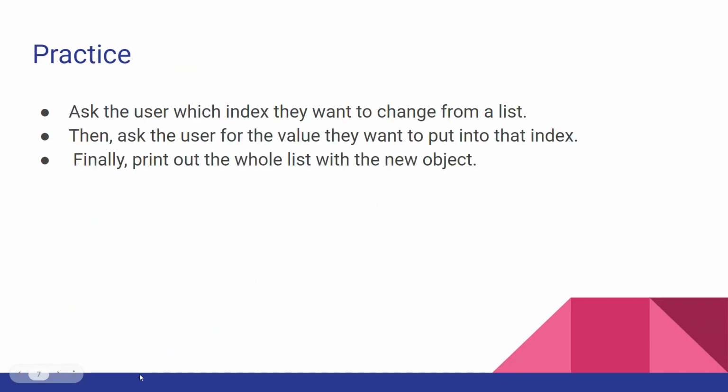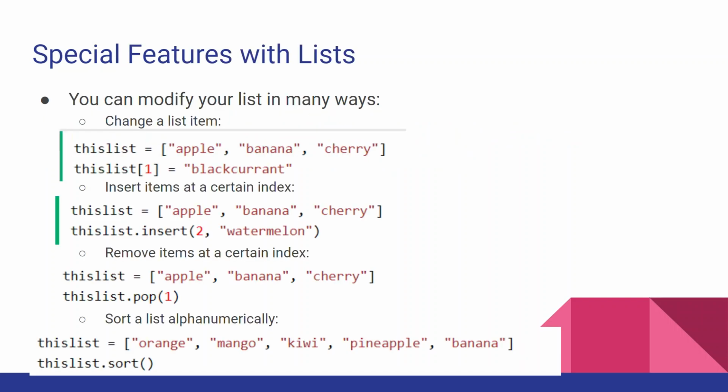So now let's do some practice. Let's ask the user which index they want to change from a list. Then we also have to ask the user the new value that they want at that specific index. And finally, we print out the list as a new object. So now we should use either this change or this change. In this case, let's use the change a list item. Now pause the video and attempt on figuring this out.